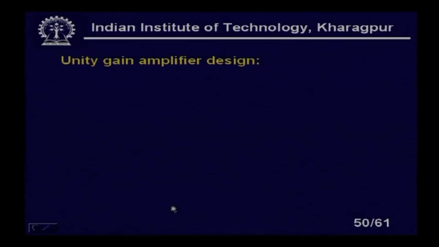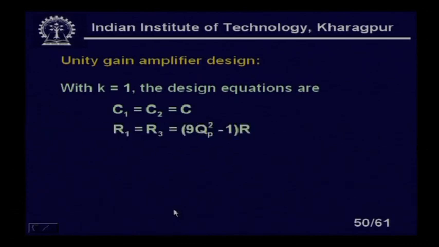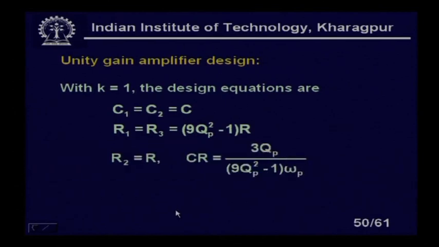Now, the unity gain amplifier design. When small k equal to 1, the design equations are C 1 equal to C 2 equal to C, R 1 equal to R 3 equal to (9 Q p square minus 1) into R, and R 2 equal to R, and CR is a constant, 3 Q p upon (9 Q p square minus 1) into omega p, right.